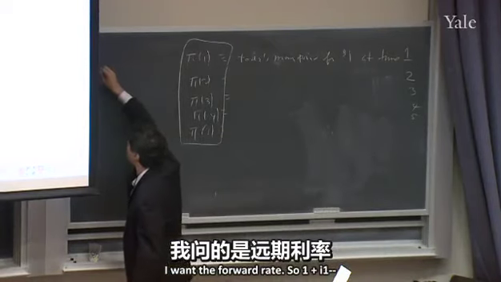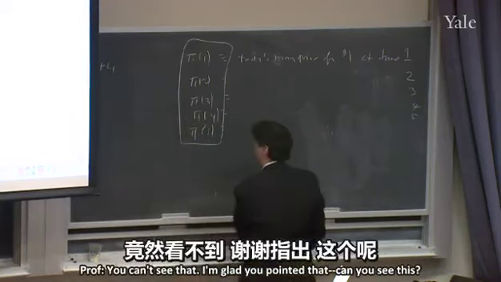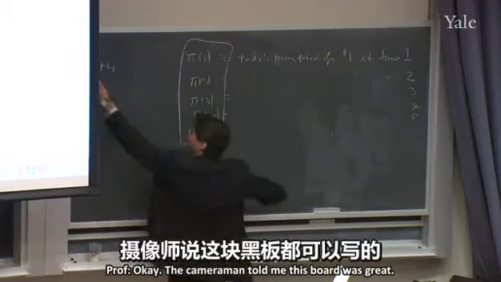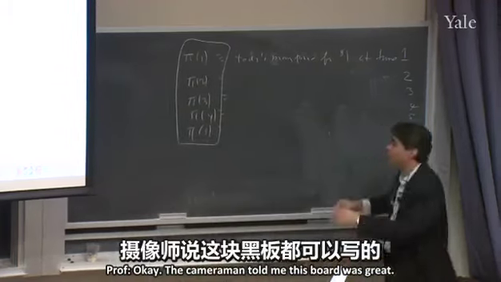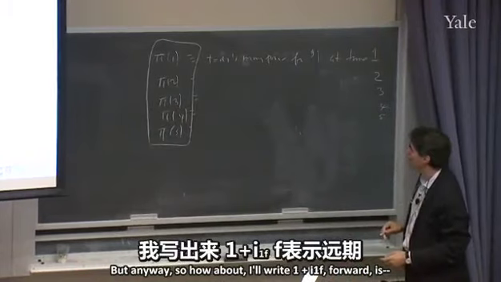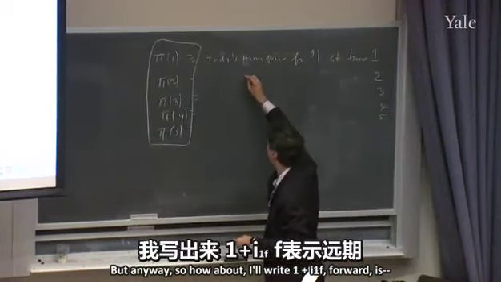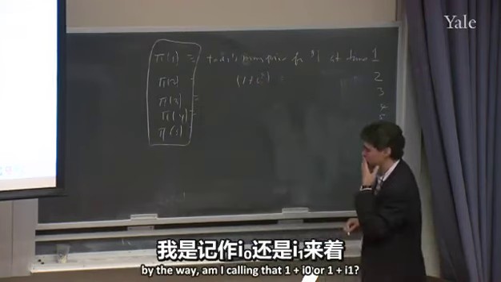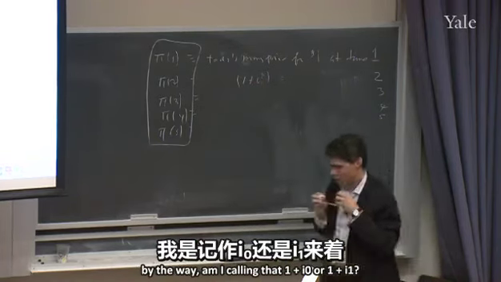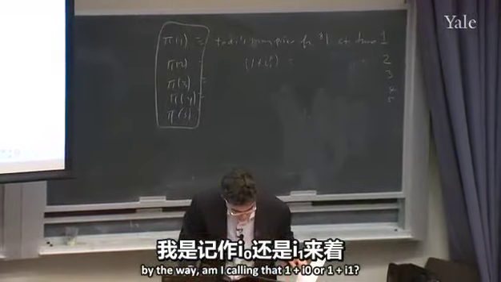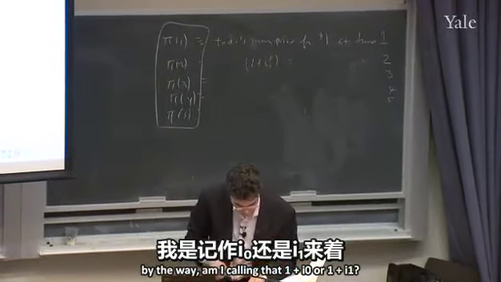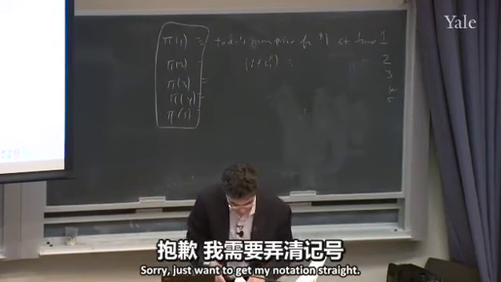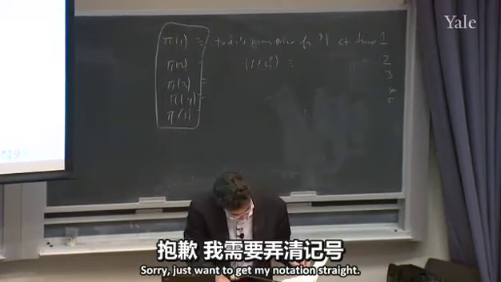So 1 plus I1. You can't see that? I'm glad you pointed that out. Can you see this? Okay. The cameraman told me this board was great. But anyway, so I'll write 1 plus I1 forward. By the way, am I calling that 1 plus I0 or 1 plus I1? Sorry, I just want to get my notation straight.